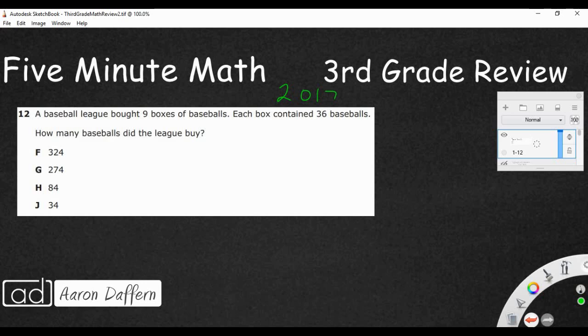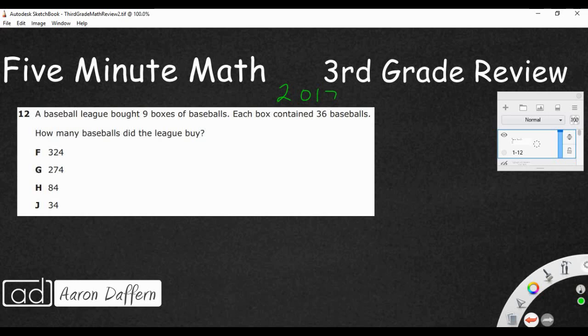So first, a baseball league bought 9 boxes of baseballs. Each box contained 36 baseballs. How many baseballs did the league buy? So this is simple multiplication of 9 times 36. But I'm going to show you various ways that you could do it.